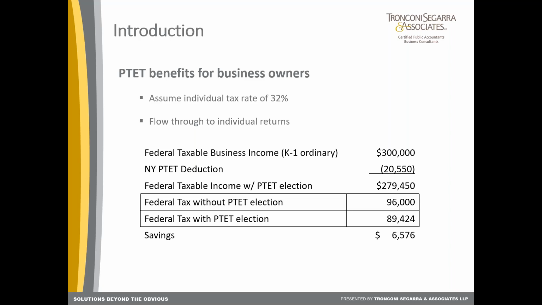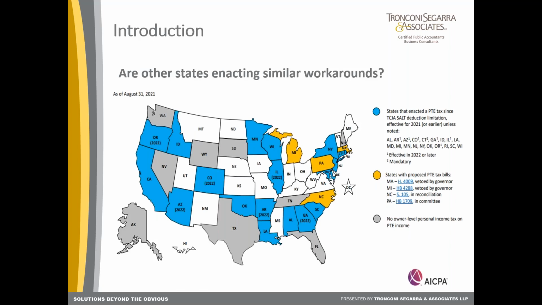Obviously, the bigger that number is, the larger the savings are going to be. Imagine if you had another zero after that, fairly significant. In addition to New York, a number of states have already made this workaround. 19 have done it so far, and 4 more are contemplating it.